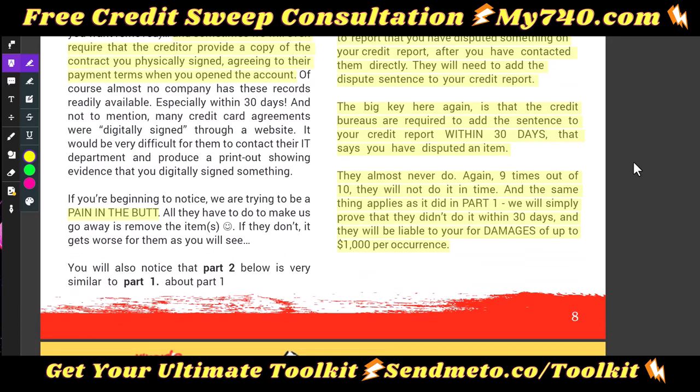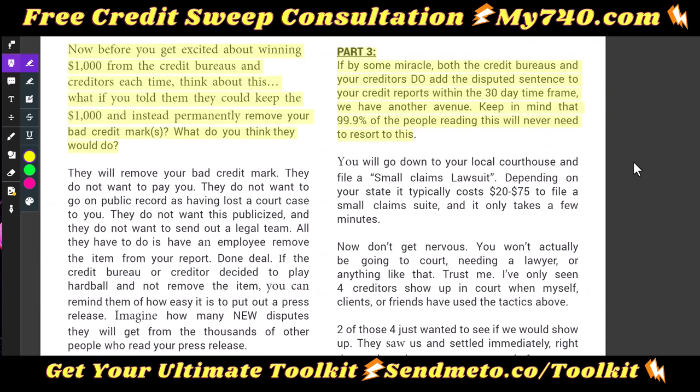Same thing applies as in part 1. And you got to ask yourself again, should you get all excited about $1,000 or should you get excited about permanent deletions from your credit report? Don't you think that with better credit, you can get way more than $1,000? It is worth way more than $1,000. Try millions, okay? So part number 3, if by some miracle, both the credit bureaus and the creditors do add it, okay, you can take them to court. But keep in mind, 99.9% of the people that are either watching this or reading this will never need to resort to this, okay?